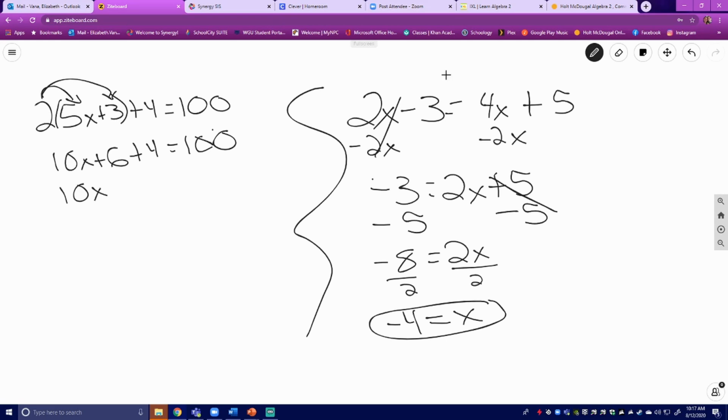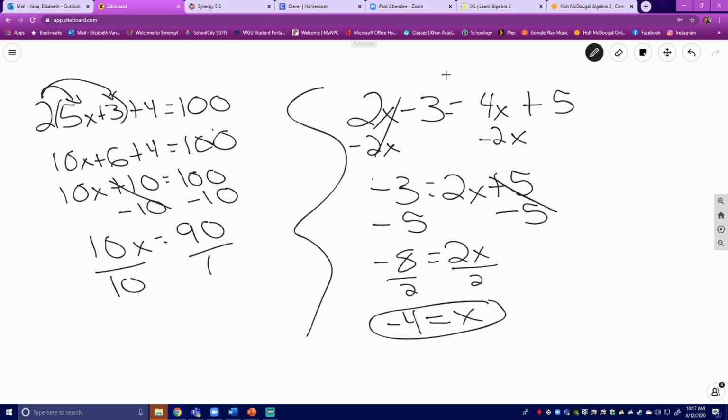All right, let's simplify. Combine like terms. 6 plus 4 is 10. Equals 100. Get rid of anything being added or subtracted. So since we're adding 10, we're going to do the opposite and subtract it from both sides. Now we have 10x equals 90. Divide both sides by 10. x equals 9. All right, nothing you guys haven't done before.